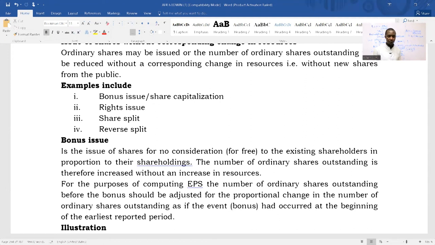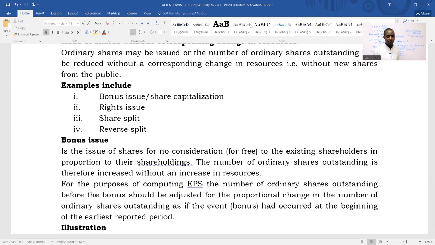So for the purpose of computing EPS, the number of ordinary shares outstanding before the bonus should be adjusted for the proportional change in the number of ordinary shares outstanding as if the event had occurred at the beginning of the reporting period. In short, they accrue throughout the year. When you weigh, you consider them to be accruing from the start of the reporting period, not from the time those shares were incorporated in the capital structure.